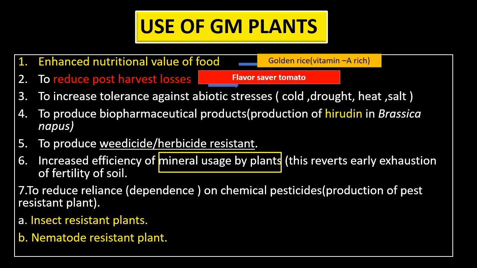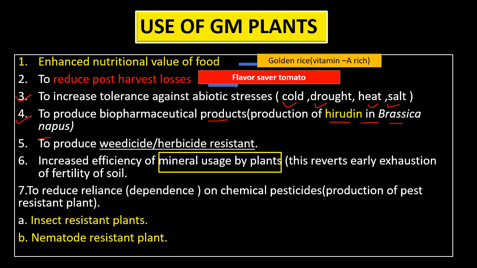The third one is to increase tolerance against abiotic stresses. So what is the meaning of abiotic stresses? These are cold, drought, heat and salt. So using genetic modification, we introduce different genes to make plants tolerate cold, drought, heat and salt.